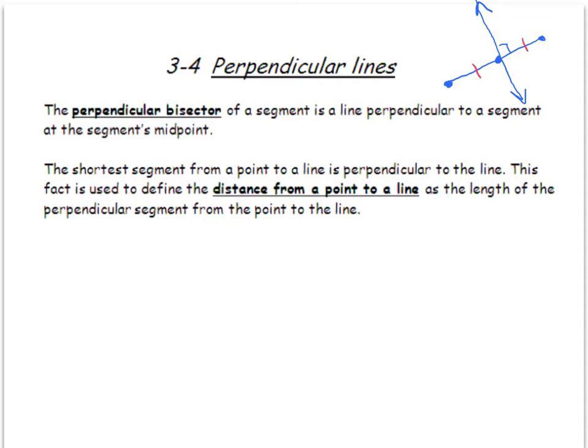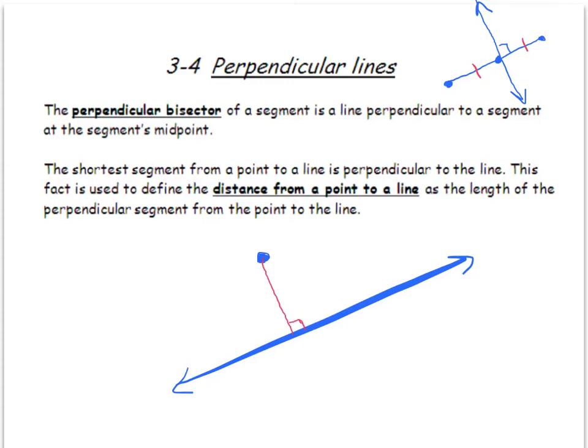So what does that all mean? If I have a line, and I have a point, some random point, the shortest distance from this point to this line is going to be produced by the segment that would be perpendicular to the line and goes through that point. So the shortest distance from a point to a line would be the one that is perpendicular to it.